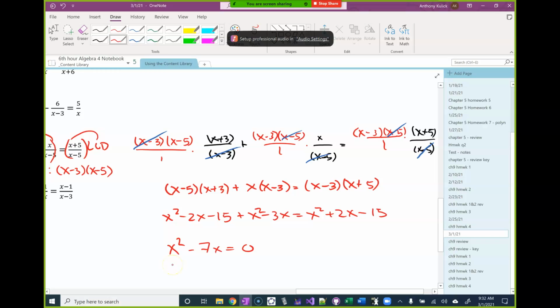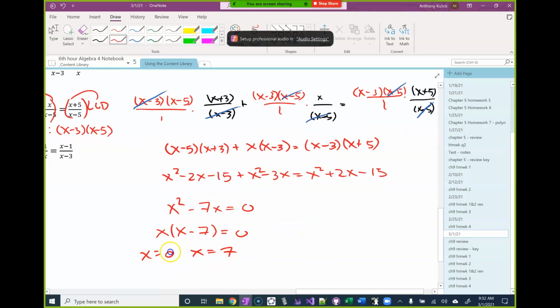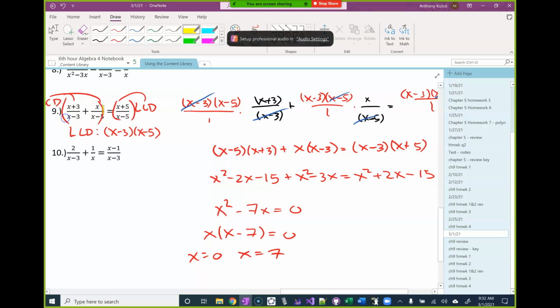To solve this, I'm going to just solve it by factoring because there's just a greatest common factor. I get x equals 0 and x equals 7. And now I need to check. When I plug 0 into x minus 3, I get negative 3. That's not 0. If I plug it into x minus 5, I get negative 5. That's not 0. So 0 is good. If I plug 7 into x minus 3, I get 4. If I plug 7 into x minus 5, I get 2. So that one's good. So those are 2 solutions.